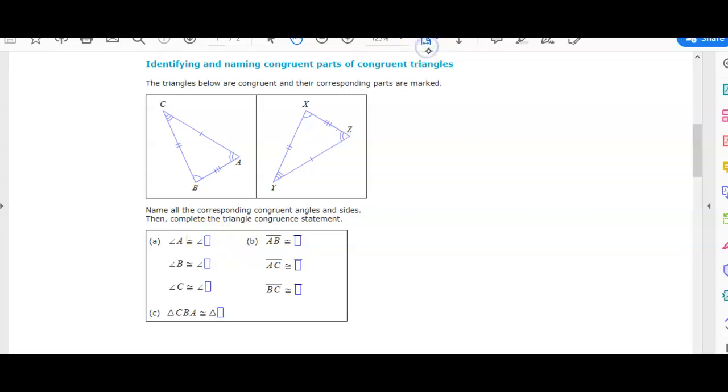All right. Let's see. Angle B. Angle B has 1 tick mark, and angle X has 1 tick mark. So angle B is congruent to angle X. Let's go ahead and do the same thing for angle C. Angle C has 1, 2, 3 tick marks, so it would be congruent to angle Y.